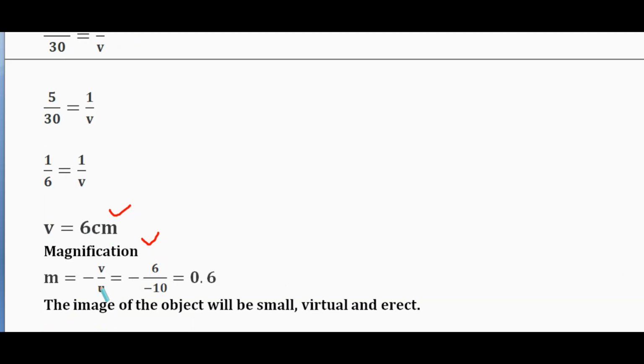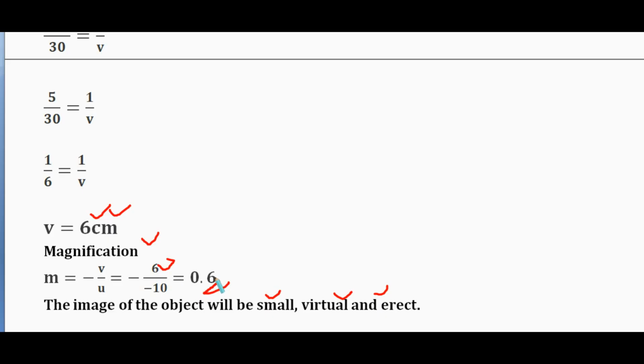Then magnification, m equal to minus v upon u. Value of v is 6, and value of u is minus 10. This minus becomes plus, so we get 0.6. The image of the object will be small because it is less than 1. Virtual and erect because it is positive. If the magnification is positive, then the image is virtual and erect. If magnification is negative, then it is real and inverted.